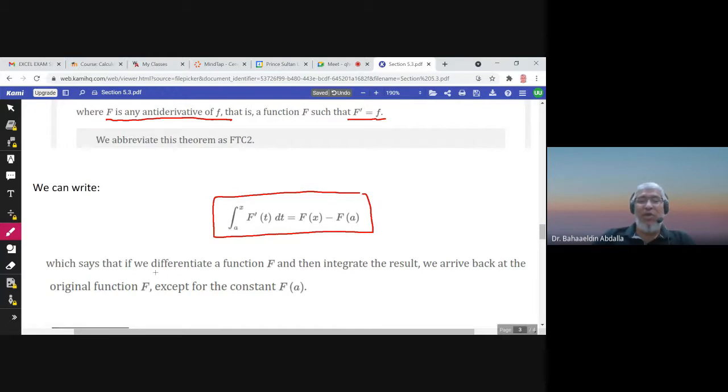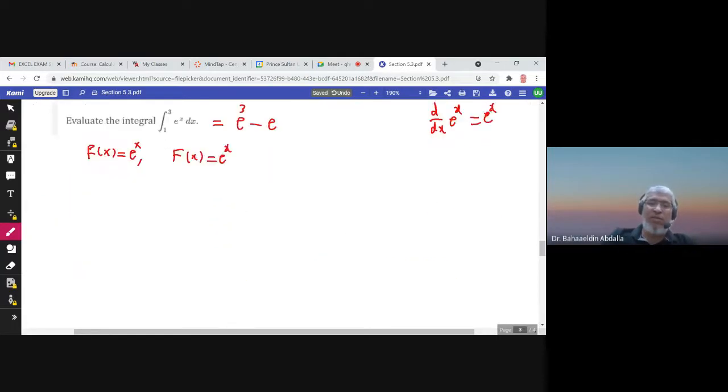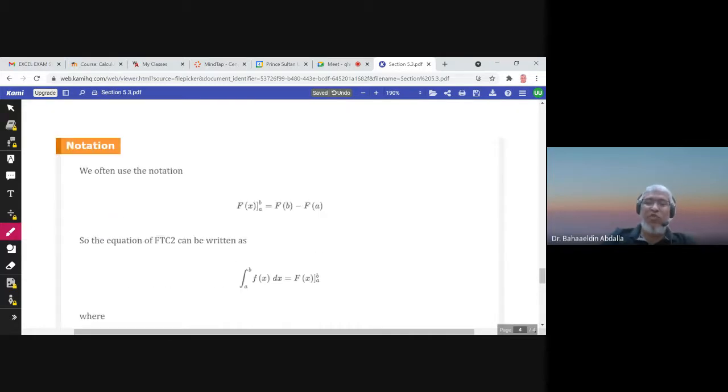Okay, so differentiating a function and then integrating the result will arrive back at the original function except for a constant. So when we find the derivative of the integral, we get the same function. But when we find the integral of the derivative, we get the same function but with a constant. This is the fundamental theorem of calculus using the two parts.